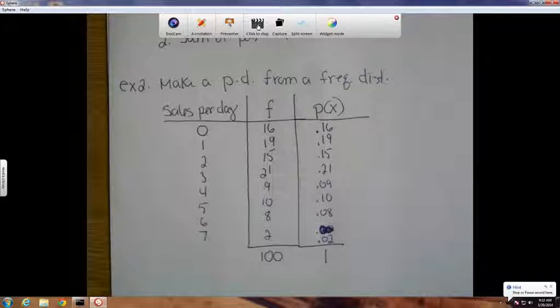Okay. They want us to make the histogram for it, but we don't need to make the bar graph. I think you're fine without that.